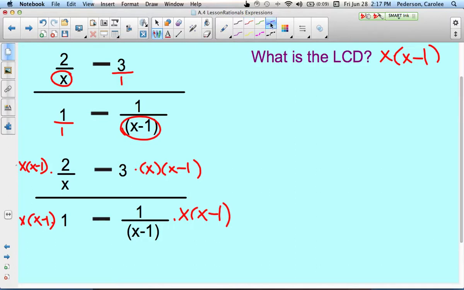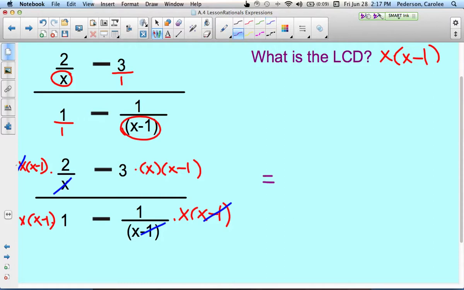Now we can start to have the fun of canceling. In the first fraction, what cancels? The x and the x. In the next fraction, nothing cancels. In the third fraction, in the denominator, nothing cancels. And our last one, x minus 1 and x minus 1. Now let's take care of our cleanup.